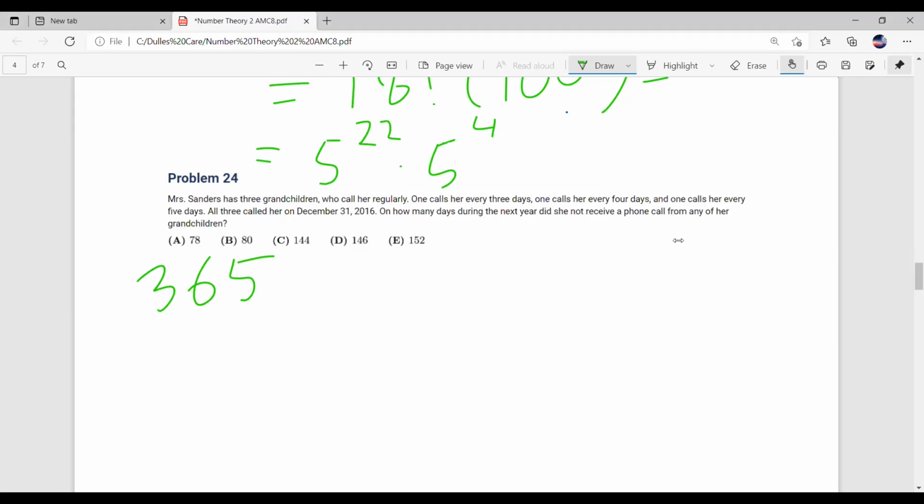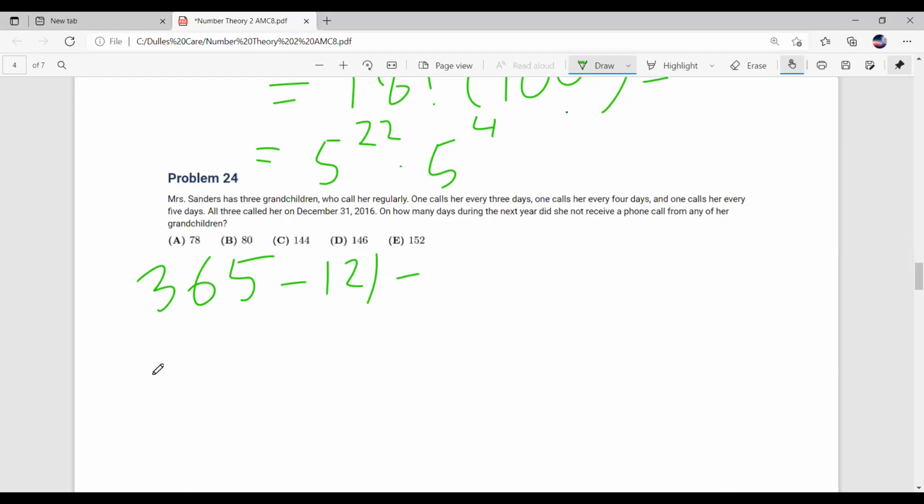So let's see. Miss Sanders has 3 grandchildren. They call her all very regularly. So every 3 days, she receives a call from the first grandchild. So what's 365 divided by 3? That's approximately equal to 121. So on 121 days of this year, she receives a call from her first grandchild.